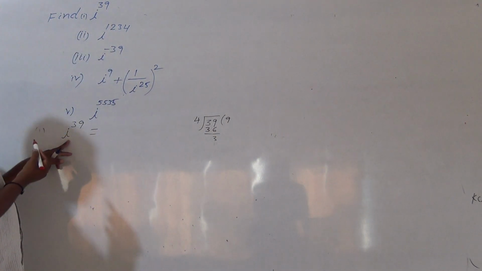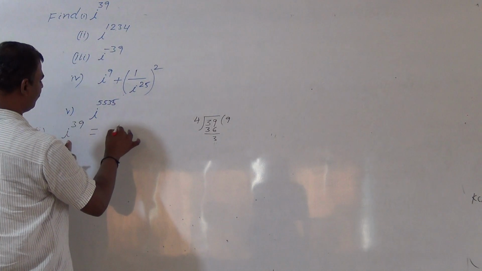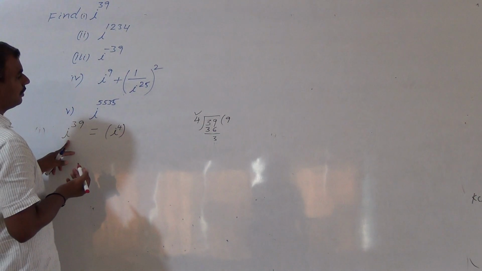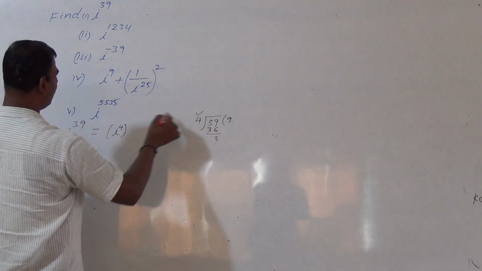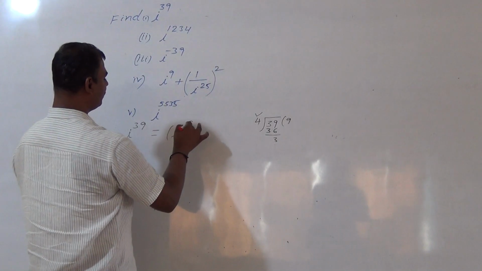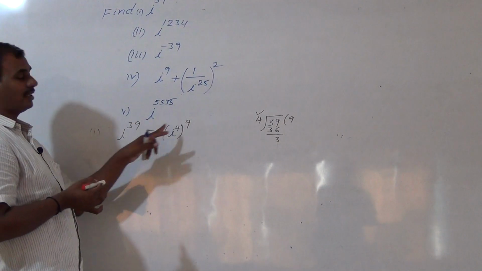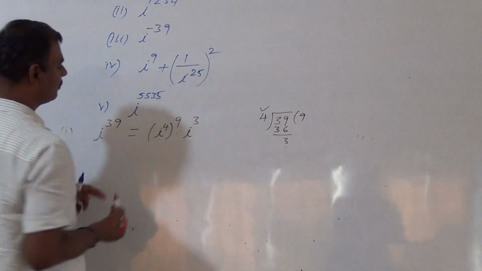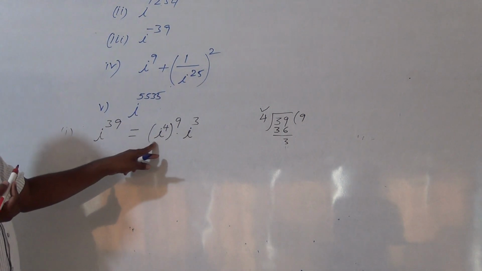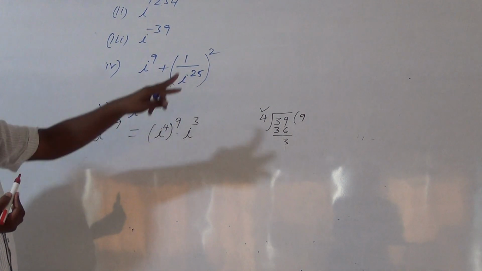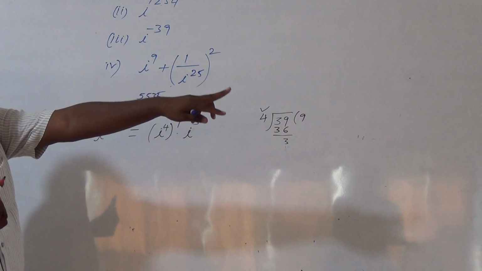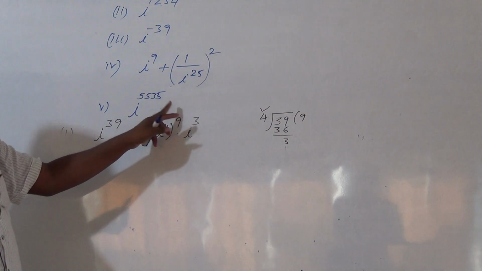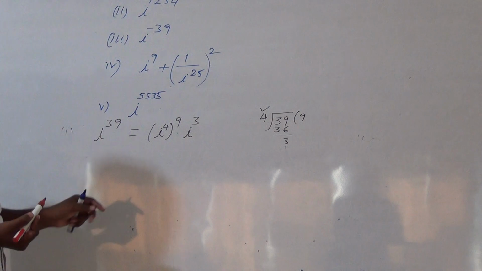So this can be written as iota raised to 4, this is the divisor, and the quotient value is 9. So 4 into 9, 36, into the remaining number, that is the remainder, iota raised to 3. Now we know very well this value. What is iota raised to 4? It is 1. Substitute here: 1 power anything, 1 power something, is 1 always. 1 into iota raised to 3.